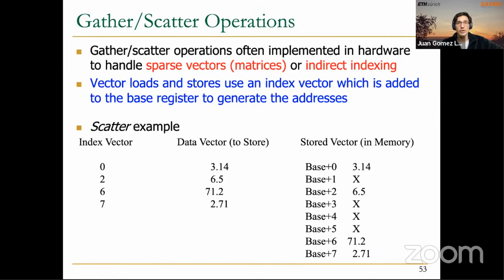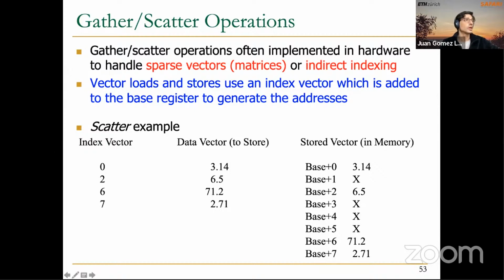And the same thing we can do when we write to memory, right? In this case, instead of calling it gather, we call it scatter, but in the end, it's the same idea as well. We are doing indirect accesses. Notice that this is the way we access sparse matrices, for example, when they are in memory, right?